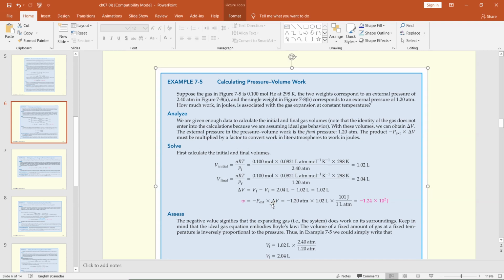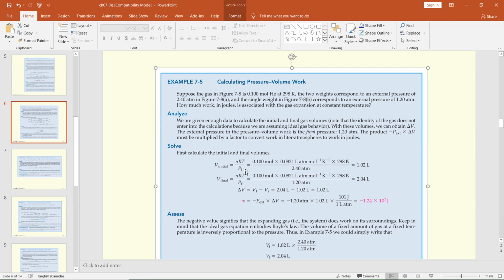Well, maybe I will look at this question here. Suppose you have a gas which is 0.1 molar helium at 298 Kelvin. The two weights correspond to an external pressure of 2.4 atmospheres. Then you lift a weight on some expansion apparatus to decrease the external pressure to 1.2. How much work is associated with the gas?